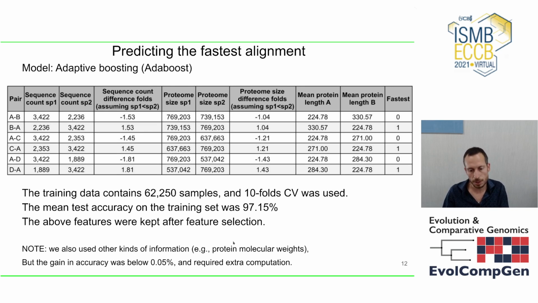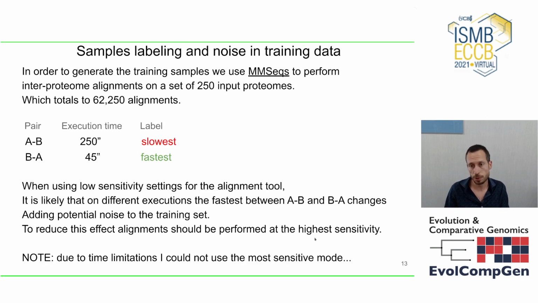We also tried to build the model using more different kinds of features like molecular weights, the weights of the amino acids basically, but we didn't gain much in accuracy, and this also requires extra computation, which we want to avoid because in the end we want to save time, right? The way we label the samples is very simple, of course. When we run the alignment, in this case 16,250, if AB is the fastest, then we label it as fastest, otherwise we label it as slowest.